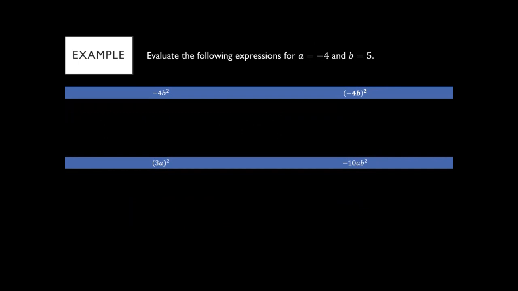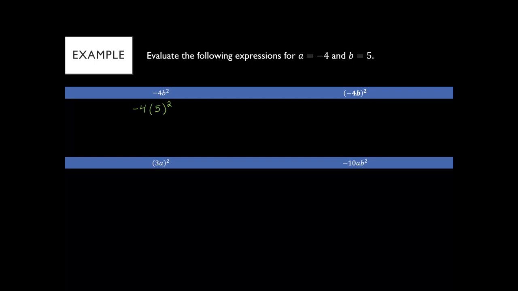So a is equal to -4 and b is equal to 5. So I have -4b squared. So this is basically practicing some order of operations. I replace b with the number it's equal to, which is 5. And every time you plug in a number, it's good practice to put parentheses around it, especially if the number you're plugging in is negative. That way you don't make any mistakes with your signs.